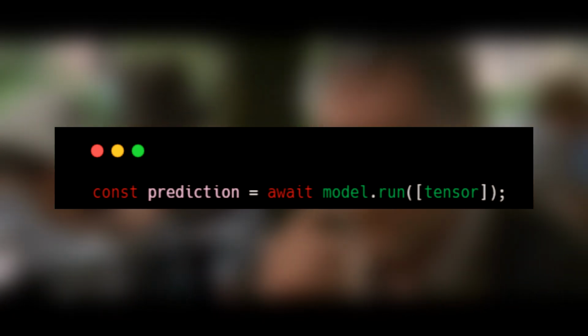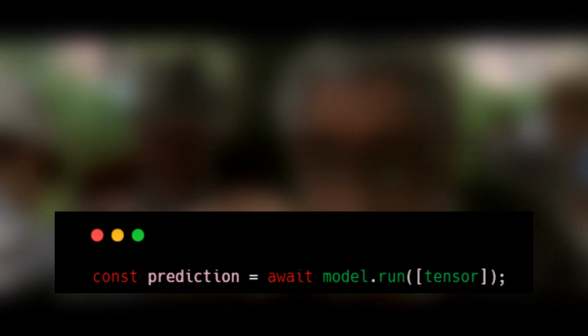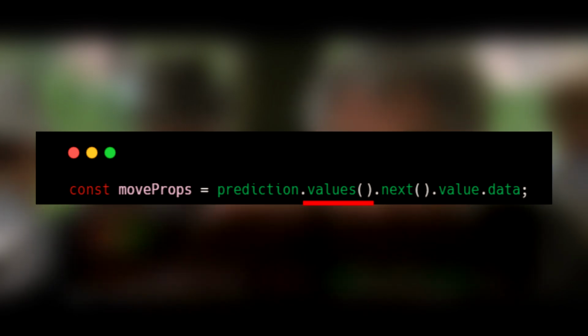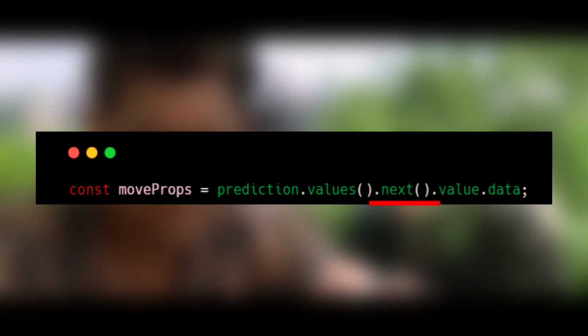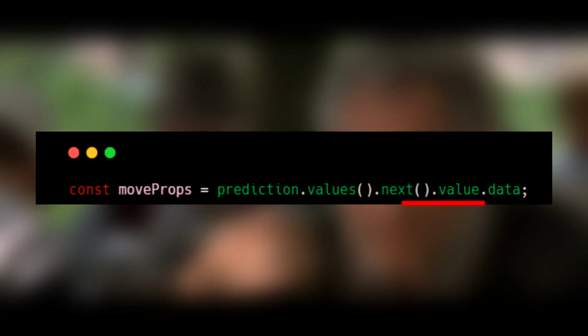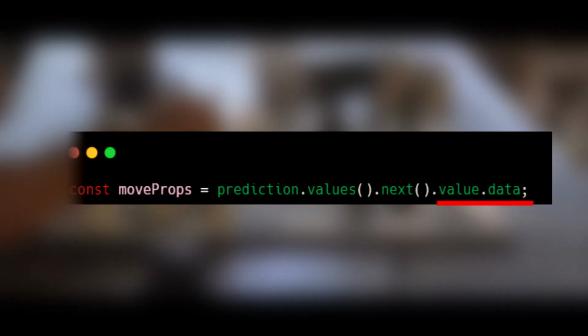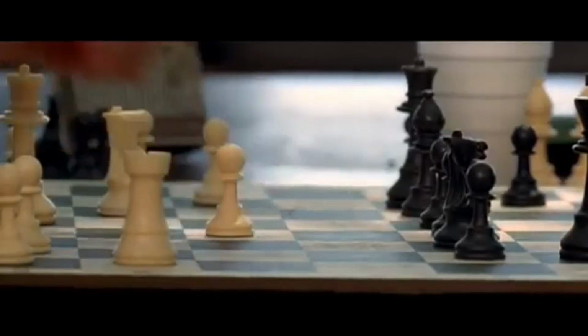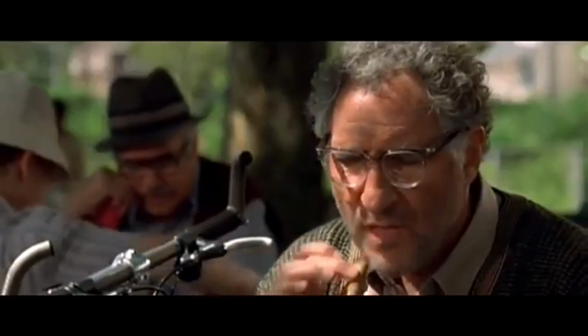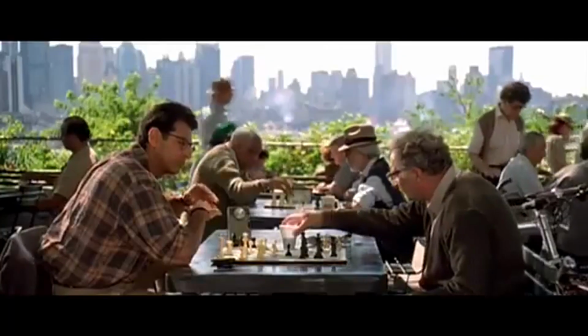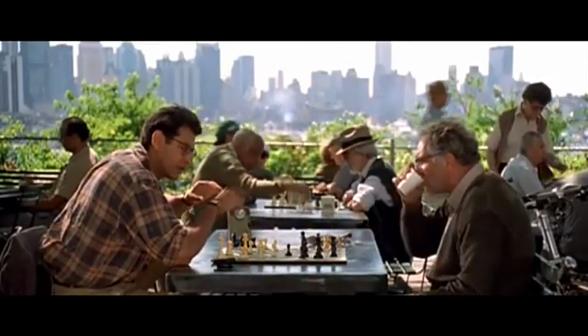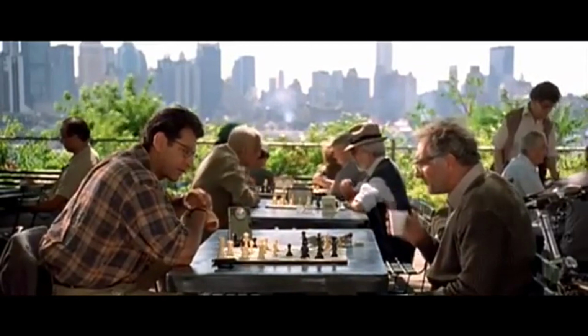Now we can extract the data from this object. The values method returns an iterator over the prediction values. Next gets the first result from the iterator, and value.data accesses the actual data, which in my case are the probabilities of the moves. To be more precise, they are logits, but you can convert them to a JavaScript array and apply softmax to get probabilities.